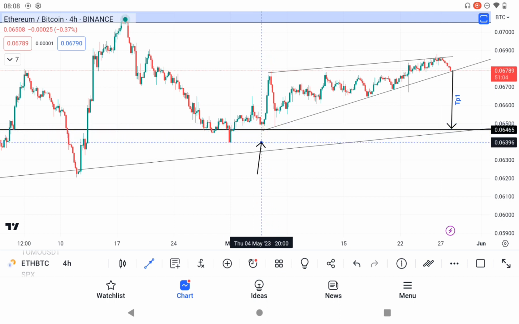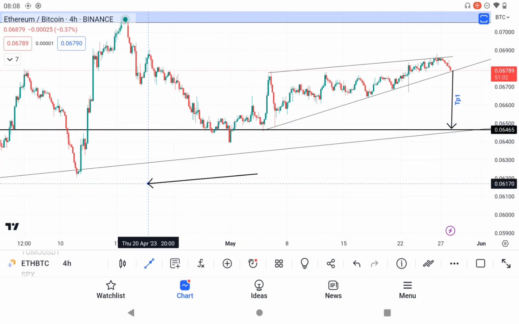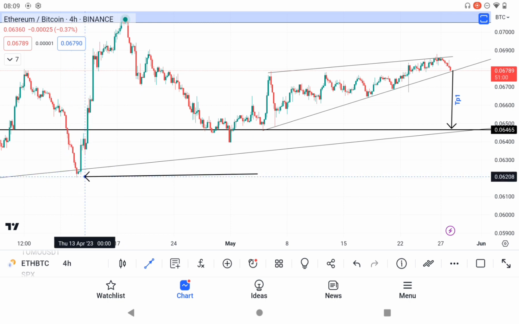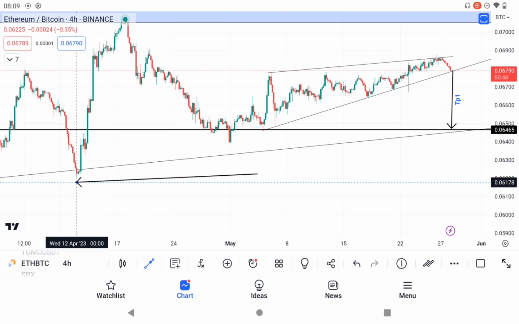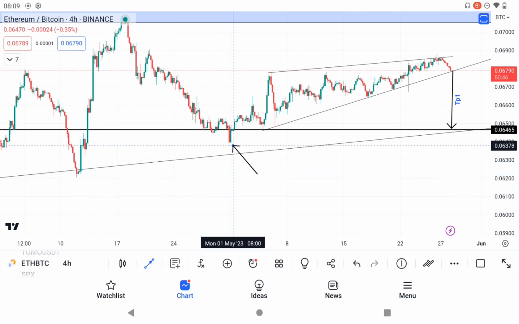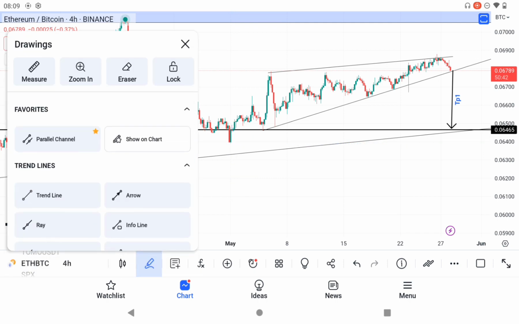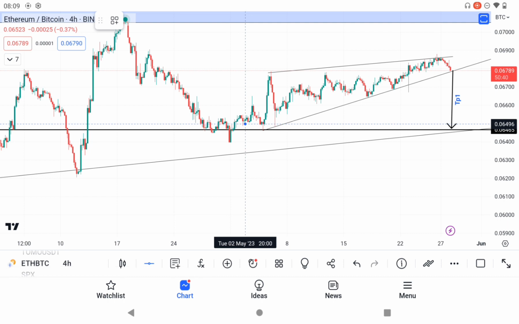Right, so if we come back again to take out this point here, it will most likely be our TP3. This is the external point. Now, if we come back to take out this, it will be our TP3, while this would be our TP2. Right, so I'm going to put a line across there right now.